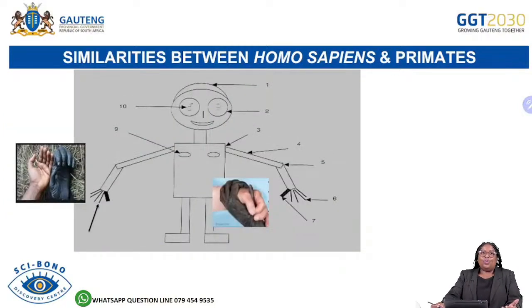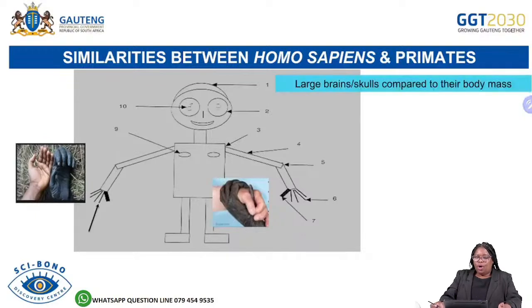Now, if you look at, we have studied the Mind the Gap. All right? Now, in your Mind the Gap, we have got these structures where we show you similarities between Homo sapiens and other primates. You need to revise that for your exams, your prelims, your end of the year exams. So it's important to use that resource, Mind the Gap, because it's easier to understand. Now, we'll be looking at similarities between Homo sapiens and other primates, right? So, for an example, if we start with number 1, we've got large brain size compared to their body mass.